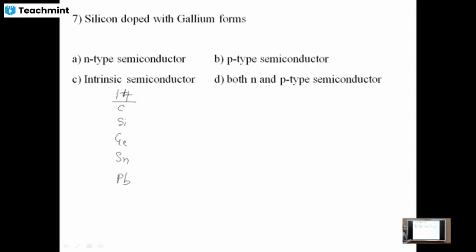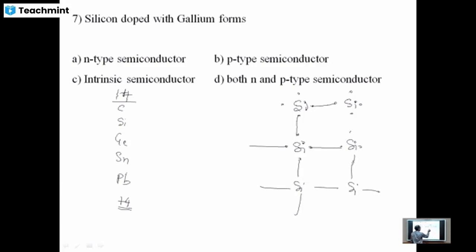What is the common oxidation state of group 14 elements? It is +4. Means they are tetravalent, having 4 valence electrons and forming 4 covalent bonds. Let us write silicon. It is tetravalent, having 4 electrons. It forms 4 covalent bonds with the neighboring silicon atoms in its solid crystalline lattice. So it forms covalent bond with the neighboring silicon atom. It goes like this in a 3-dimensional structure.